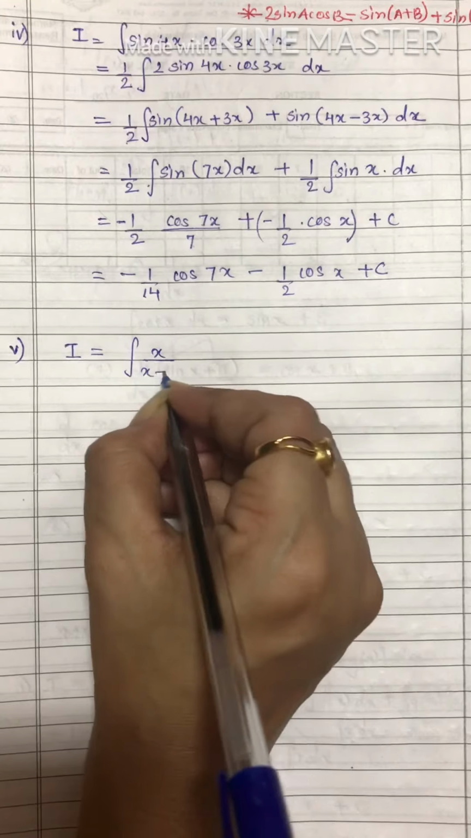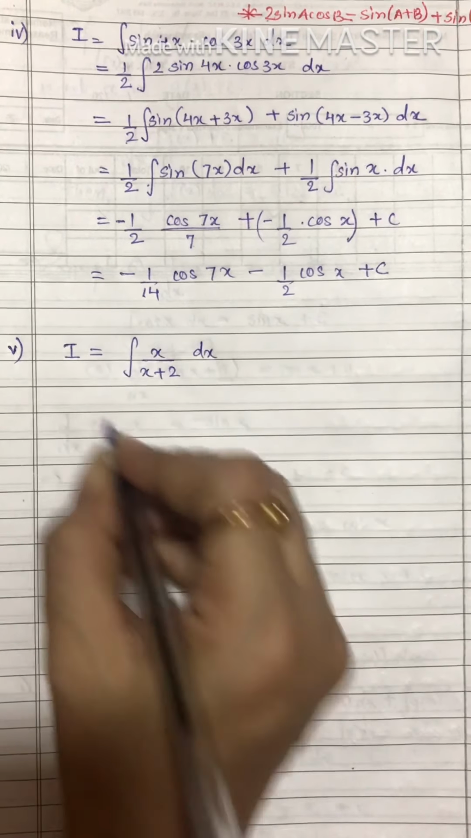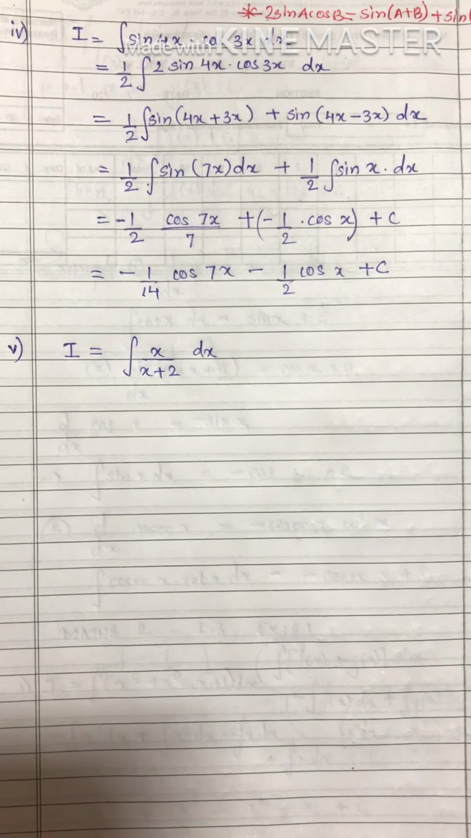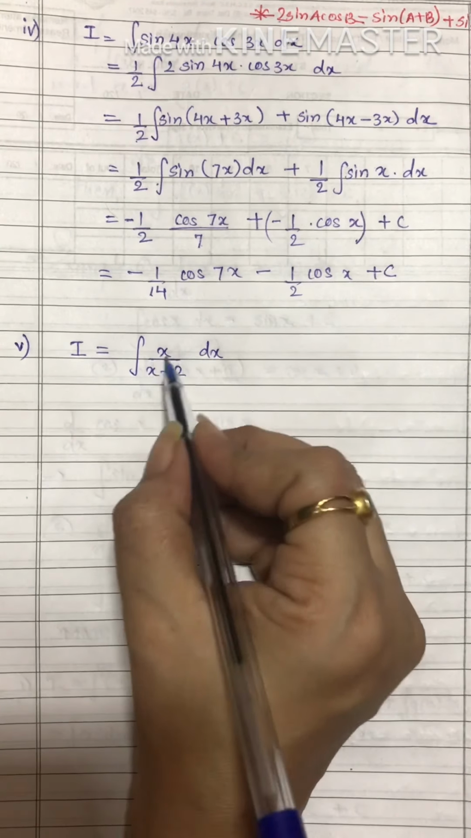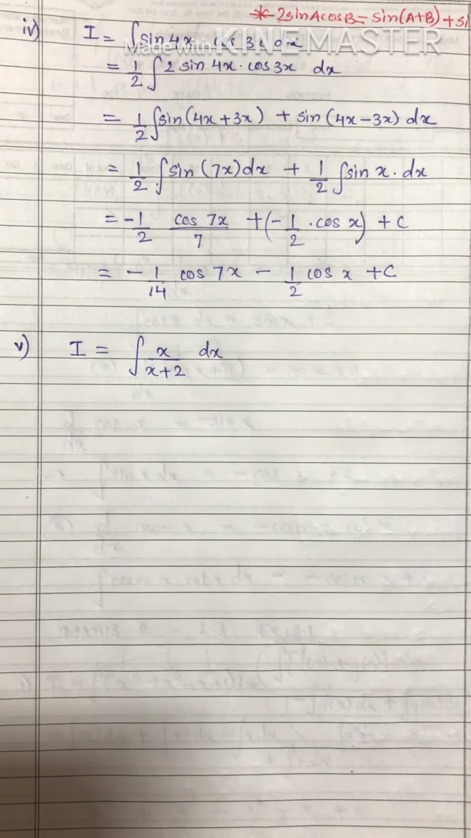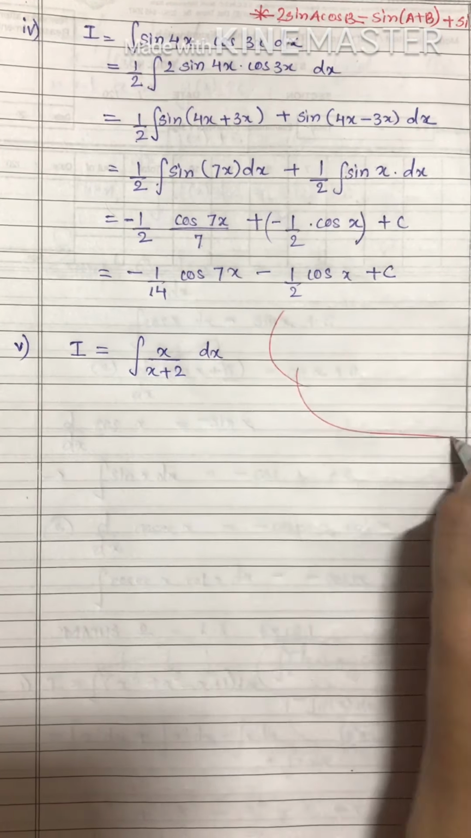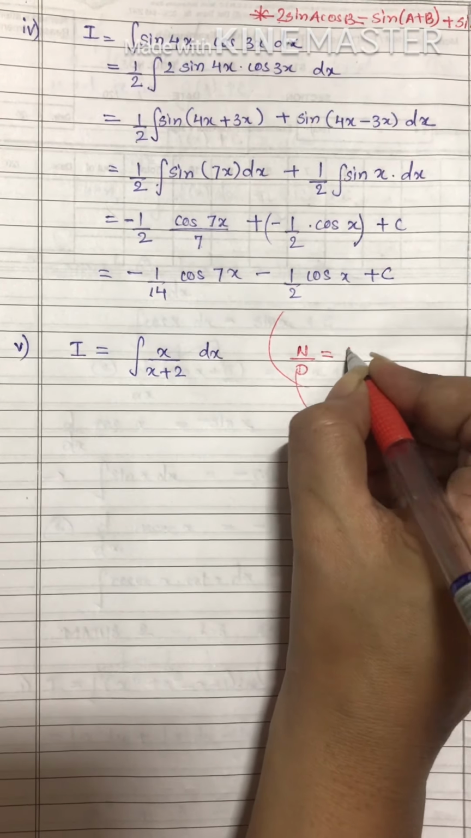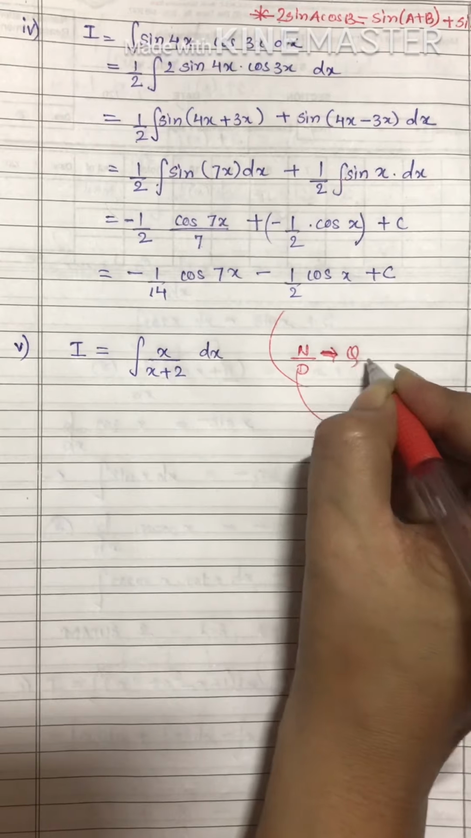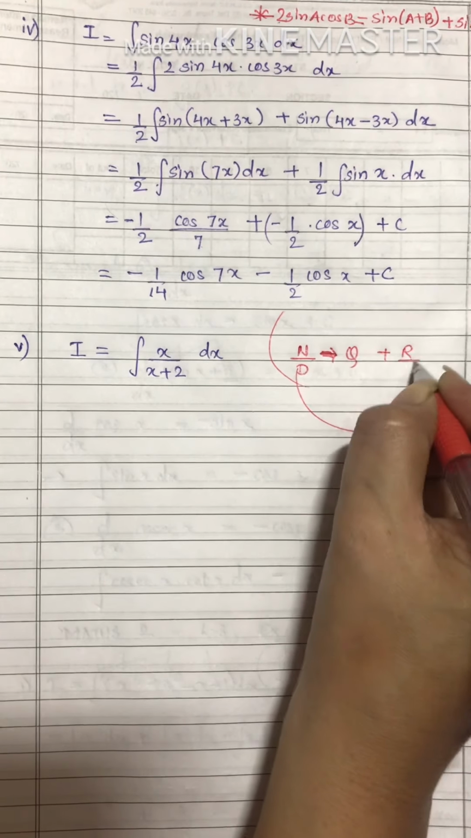Okay, so wonderful question we have got. Next, I is equal to integration of x upon x plus 2. Okay, so this is of the kind p upon q, right? Now whenever you get any sum of this sort, you have to use this p upon q. In place of p upon q, I'll just write down here, numerator upon denominator will be quotient, to bring it in this form, plus remainder upon d.